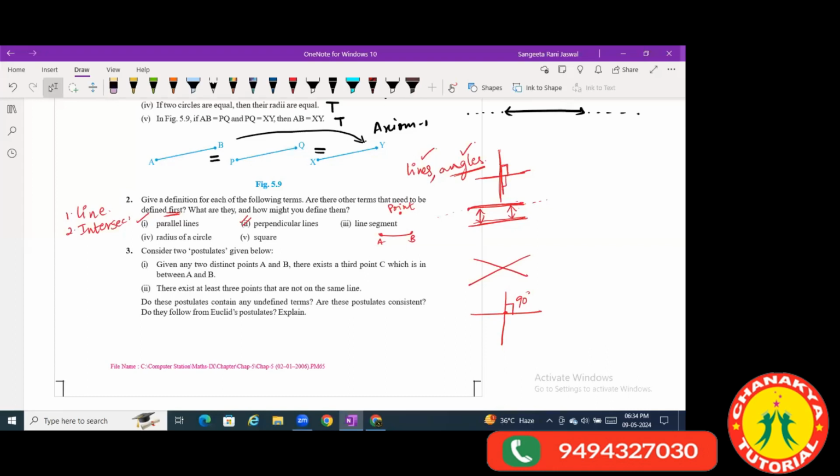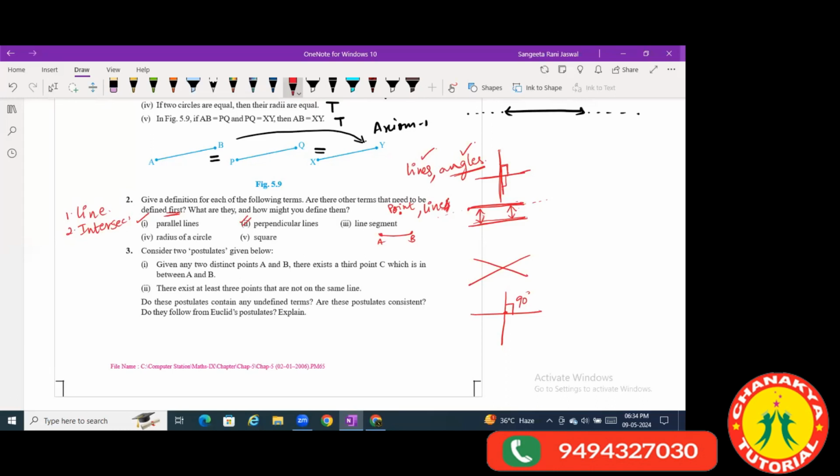So to study line, we should know about point first. And what else you can say? We should know about line first, because a line segment is a part of a line. So we should know about point first and line first. These are the two things we should know first before we jump to the line segment part.